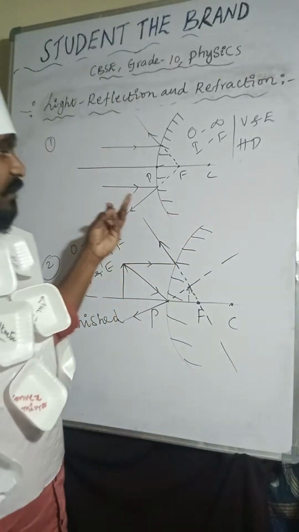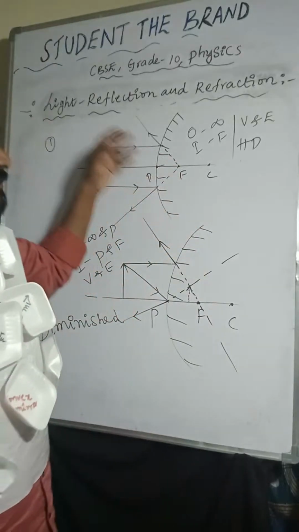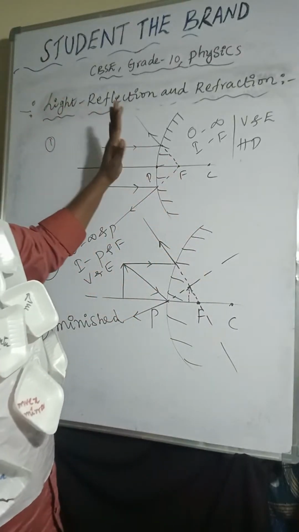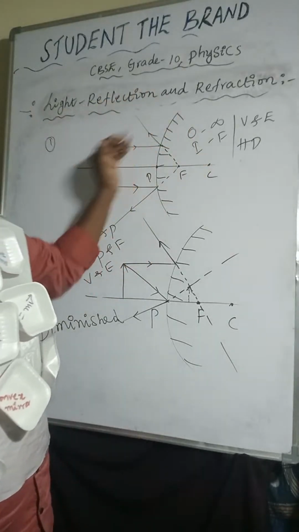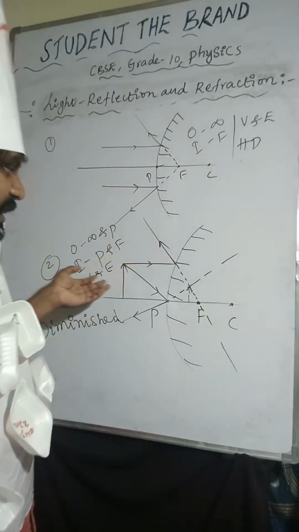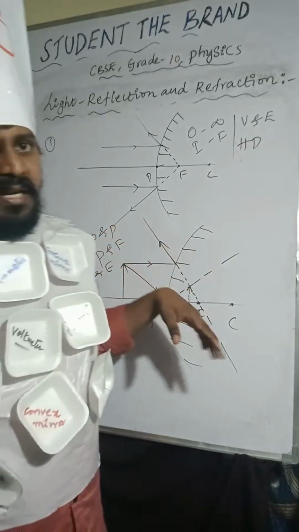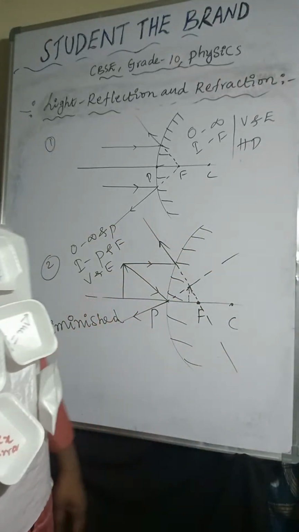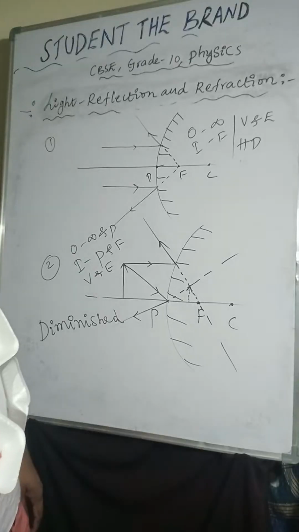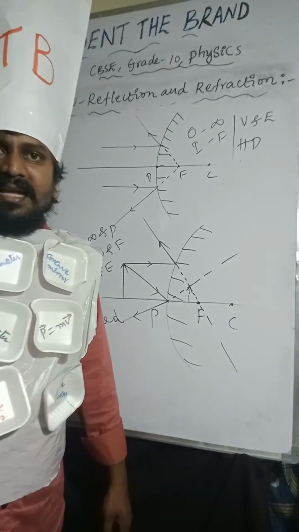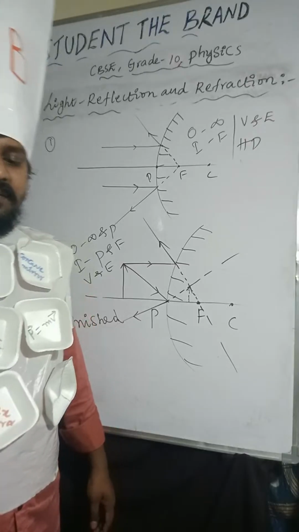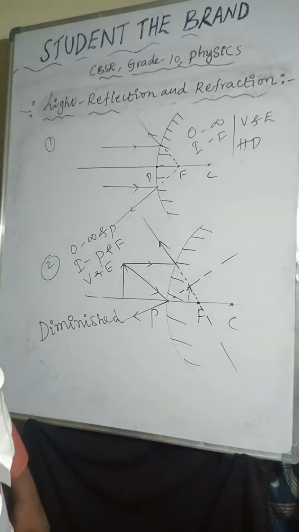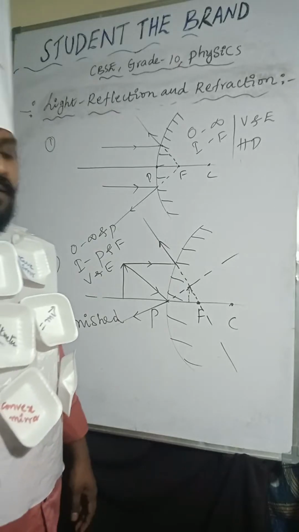For plane mirror and concave mirror, compared to convex mirror, it will be less. For convex mirror only, it will be more. The field of view is more for convex mirror. That's why we use it as a rear view mirror, to see the traffic, in cars and bikes. Okay, done.